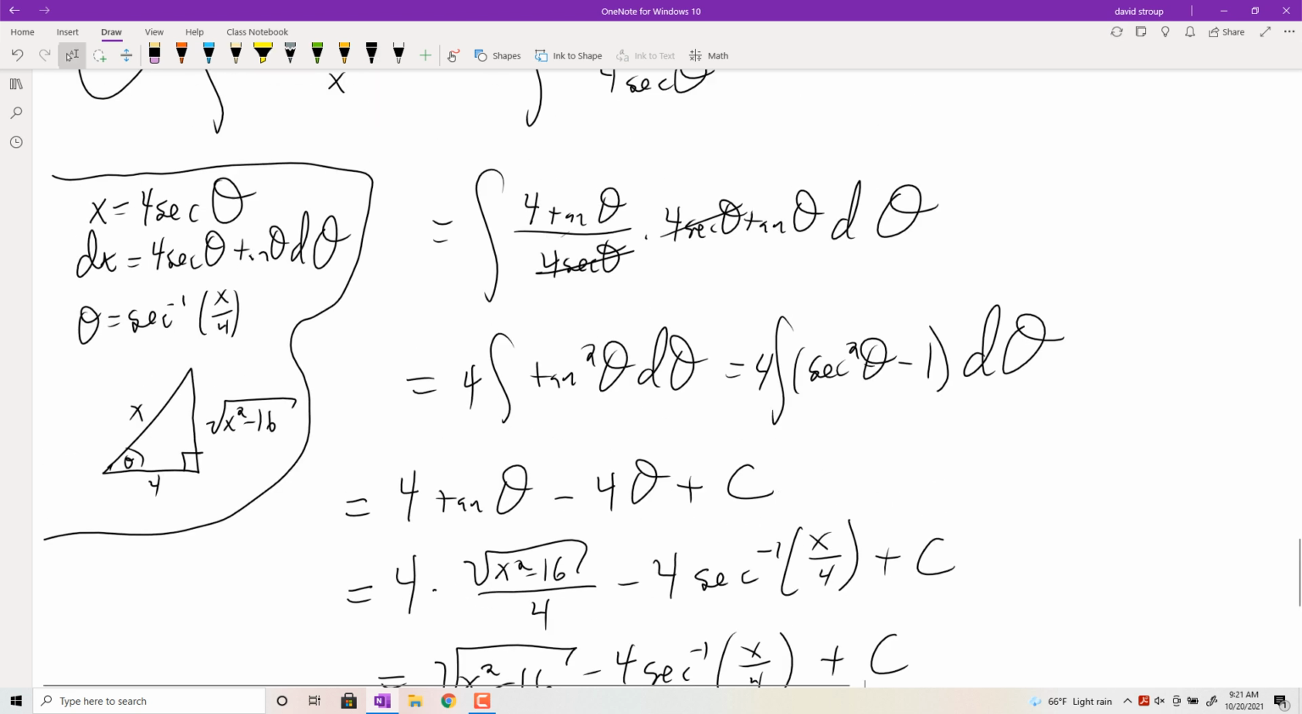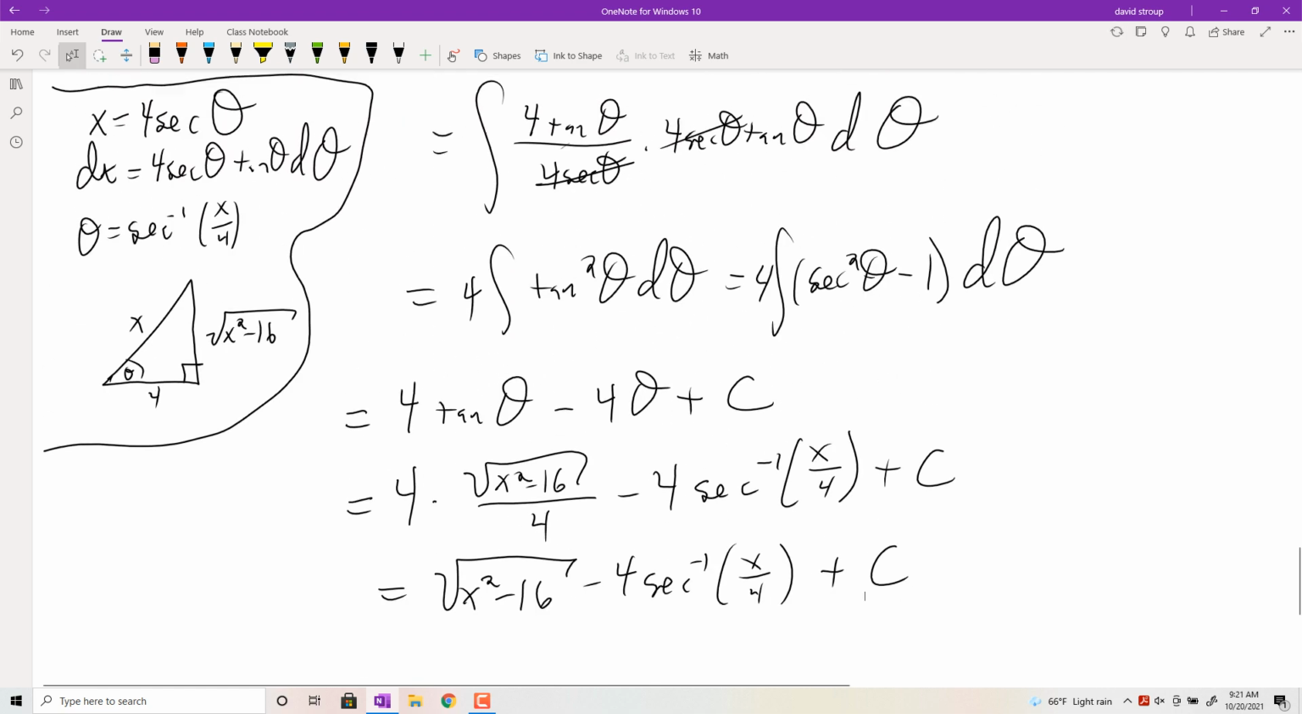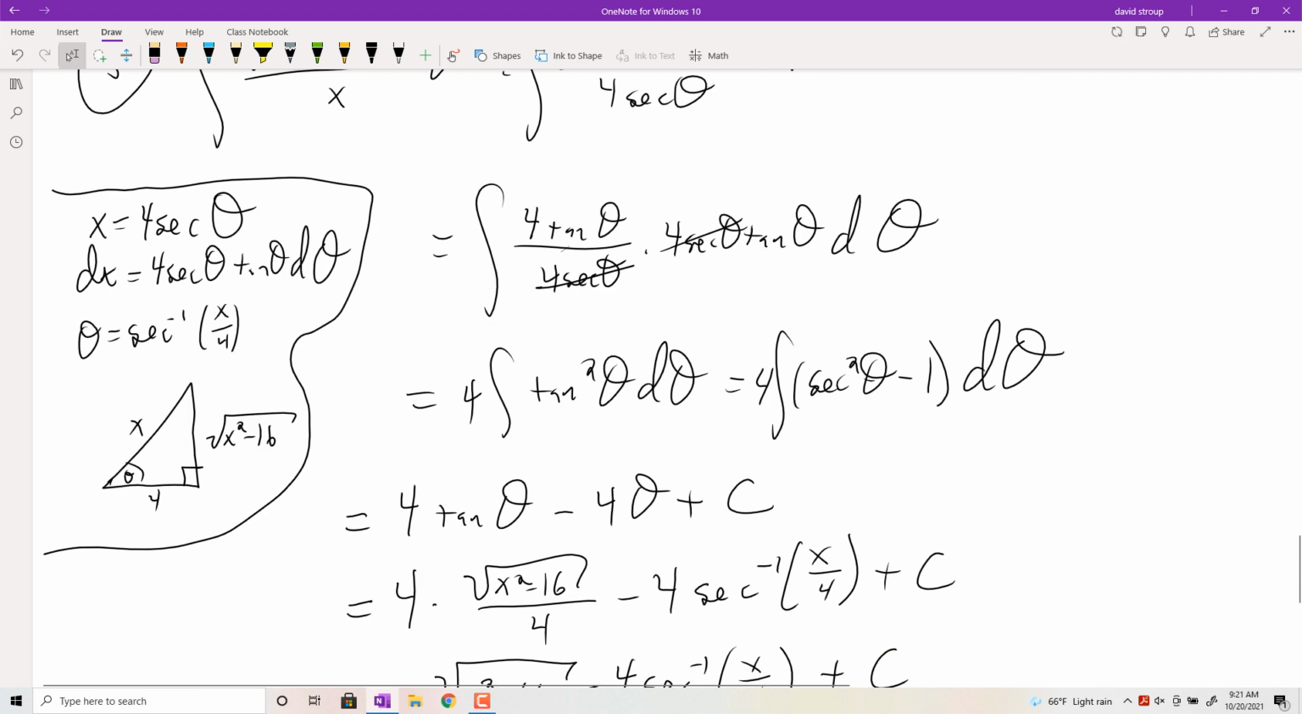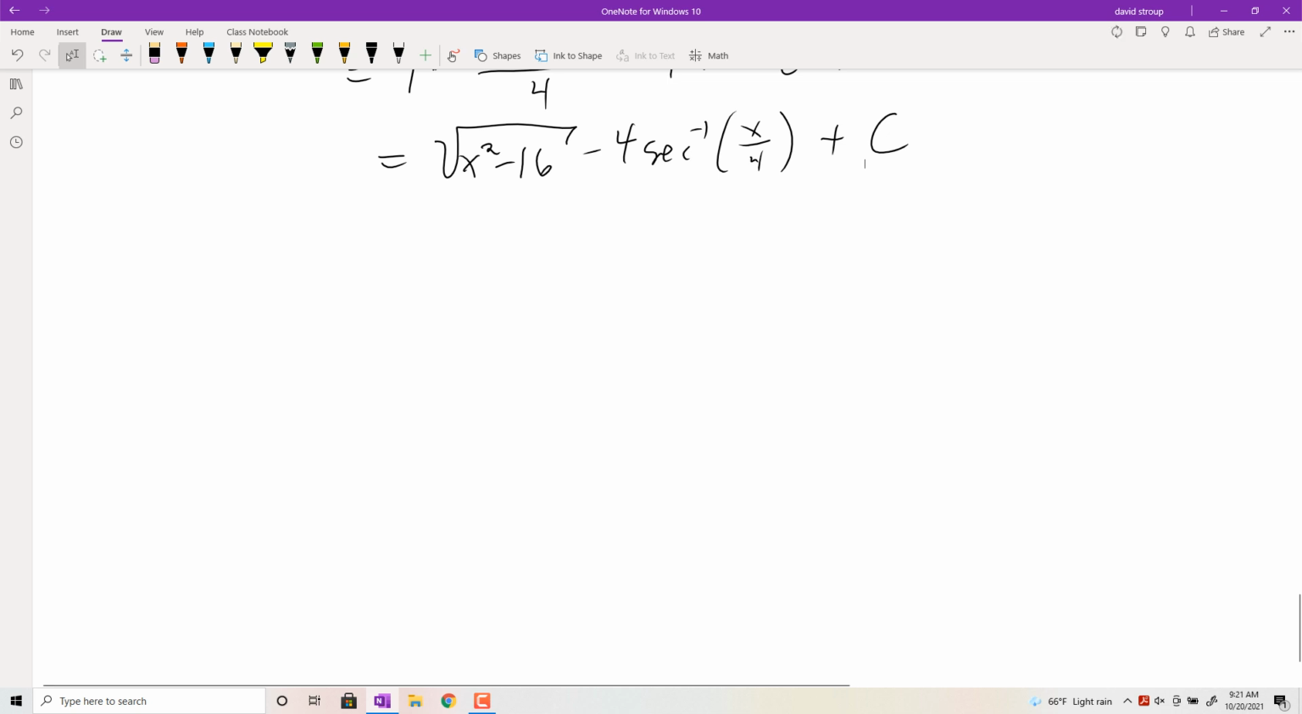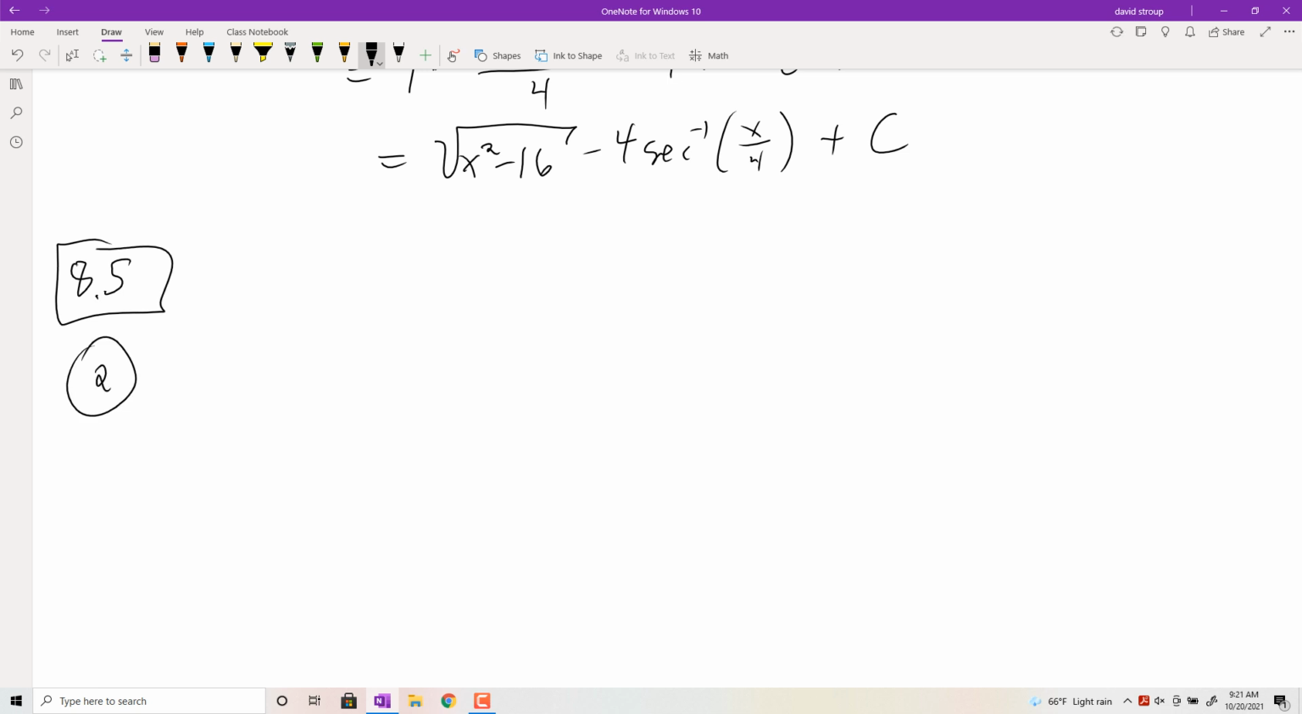Okay, I think those are like the hardest kind of integrals that we do. But yeah, you'll probably see 1 or 2 of those on the test. Anyways, 8.5 now, moving on, partial fraction decomposition. Remember there are 4 types: the linear, repeated, irreducible, and irreducible repeated.